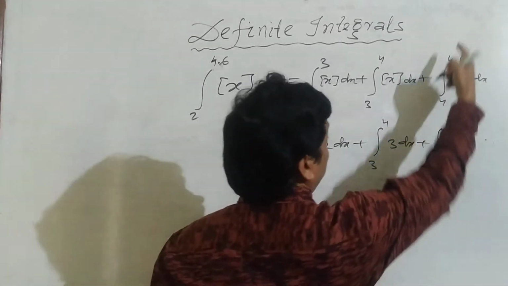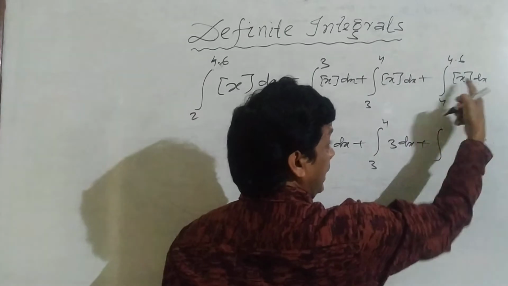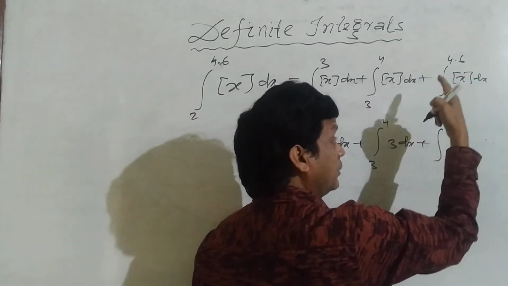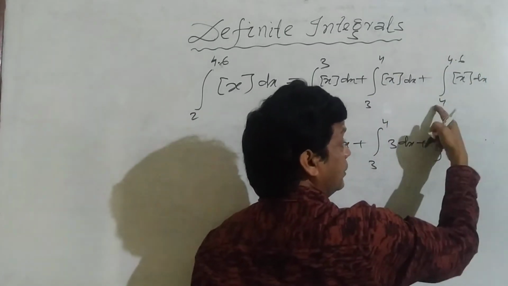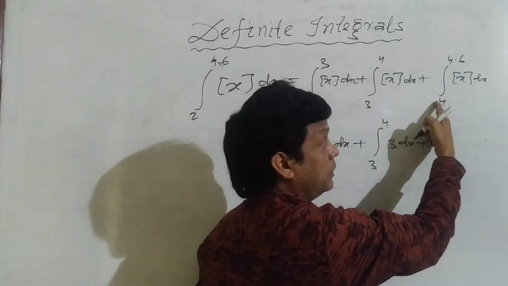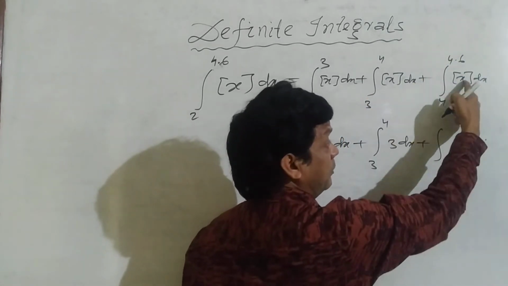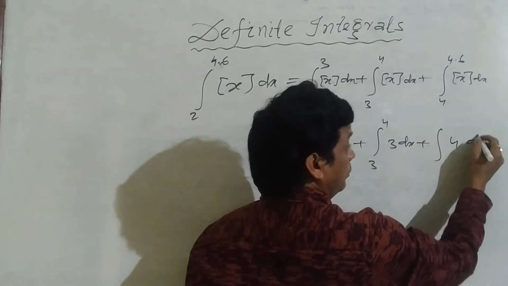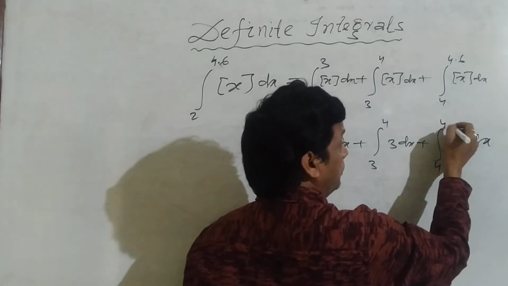Then 4 to 5. X should lie between 4 to 5. And if the value of x lies between 4 to 5, the value of bracket x is 4. Also, if the value of x lies between 4 to 4.6, also the value of bracket x will be 4. So 4 into dx, the limit is 4 to 4.6.